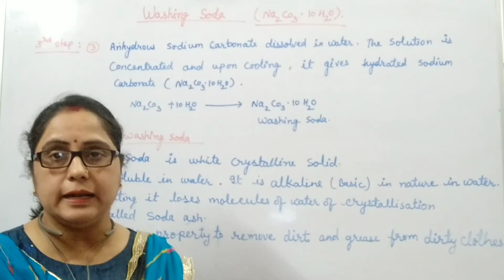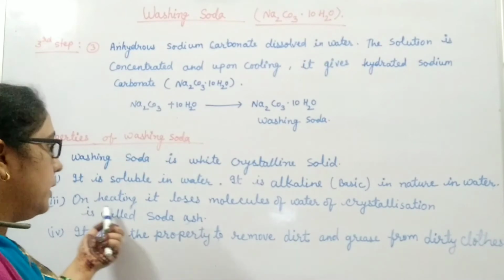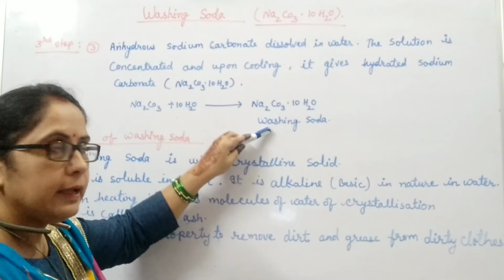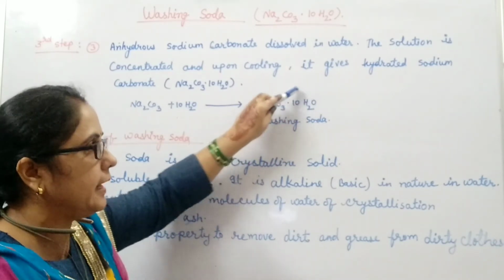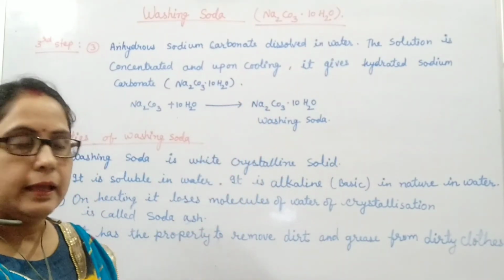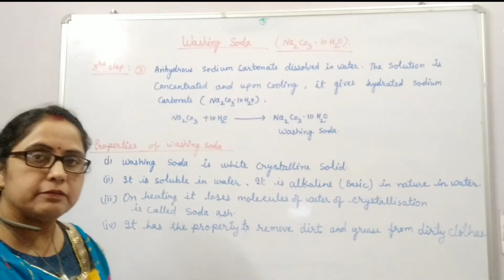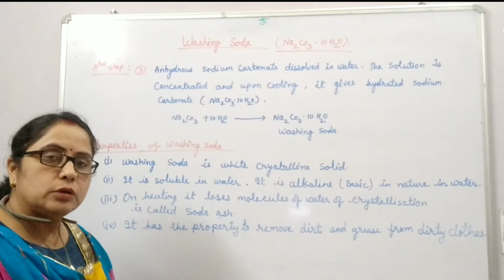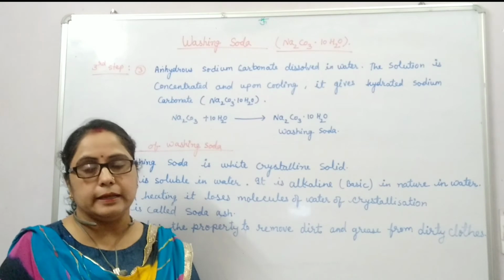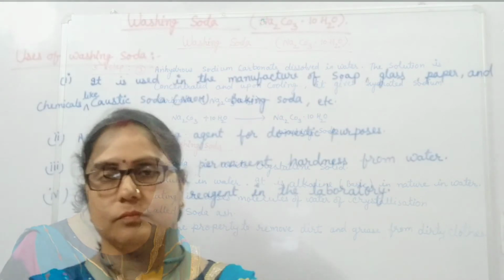It turns red litmus blue. The third property of washing soda is, when we heat this washing soda, it loses its water molecules of crystallization and we get only Na2CO3. And this Na2CO3 is called soda ash. The next property: washing soda has a cleaning property, as I told you. It is used for cleaning dirty clothes, to remove the dirt, grease, and oil.